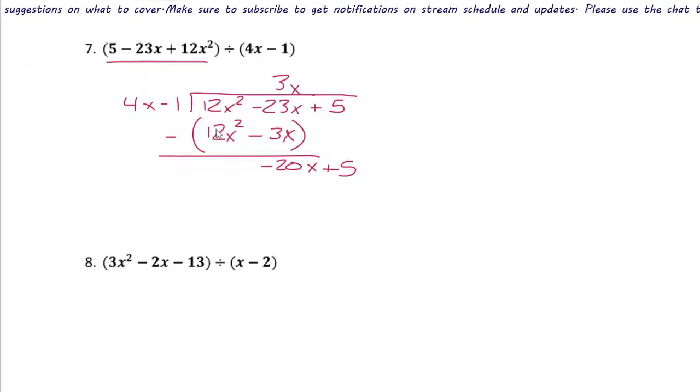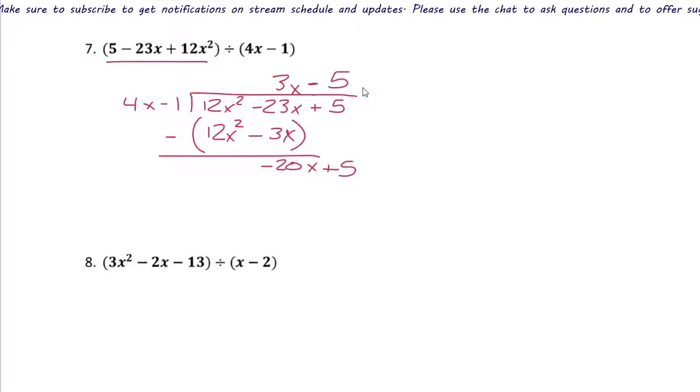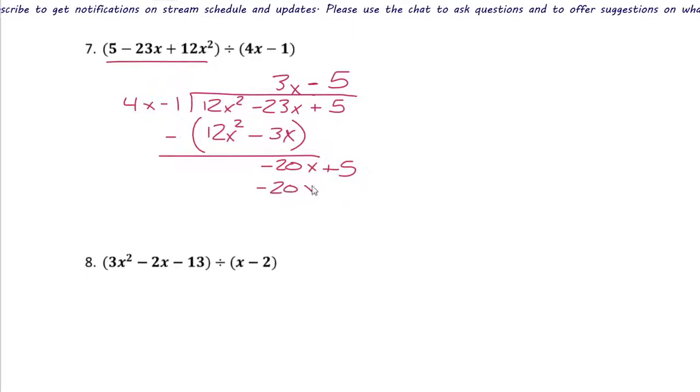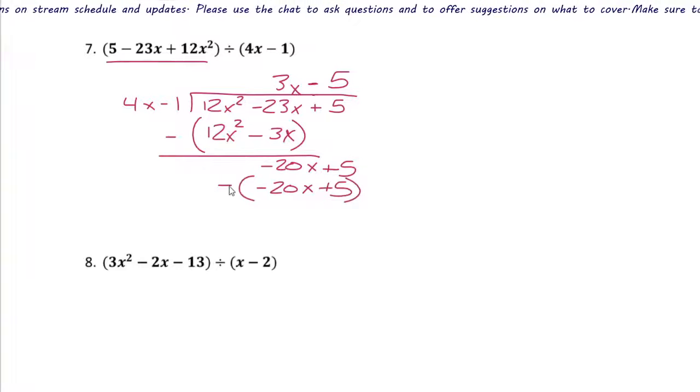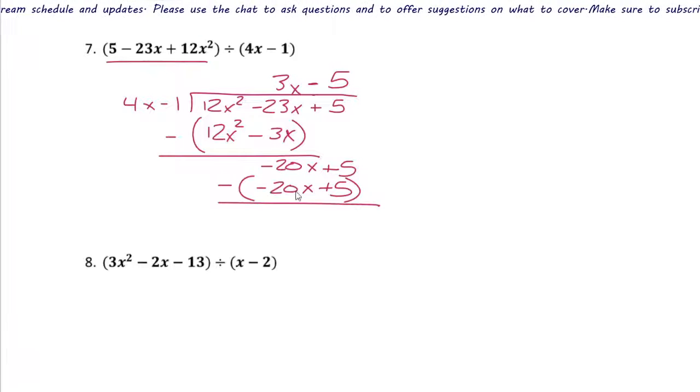So now what do I need to do? I need to multiply 4x by something to get it to negative 20x, and that something is going to be negative 5. Negative 5 times 4x is going to be negative 20x. Negative 5 times negative 1 is going to be positive 5. Subtract. And you'll notice that they still match up, so doing the inverse, if we're just subtracting this away from itself, you're just going to get 0.